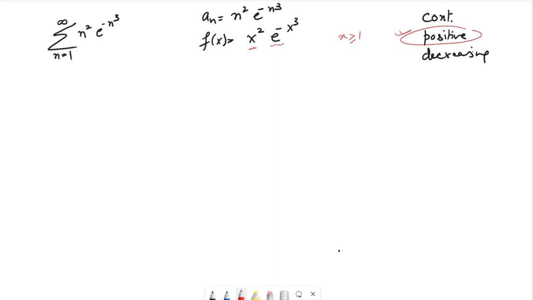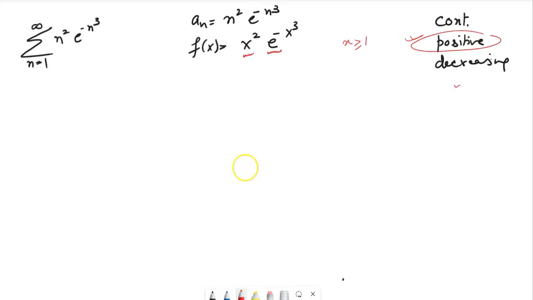Number one. Secondly, again, x squared is a continuous function, and exponential is a continuous function from 1 onwards. So because both functions are continuous, their product will also be continuous. Lastly, continuity is done. To check decreasing, I'm going to try to find the derivative of the function.